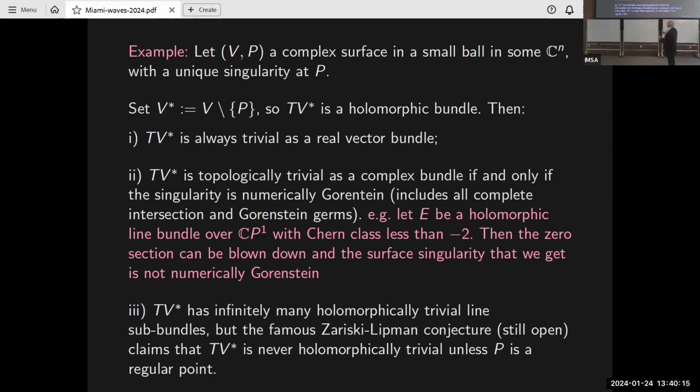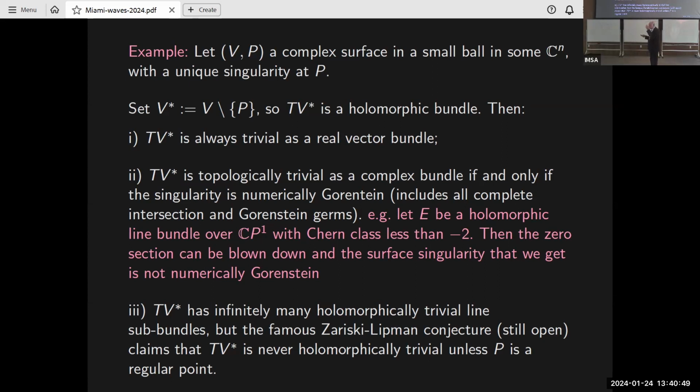That happens if the singularity is what is called numerically constant. All the singularities are numerically constant that we obtain as a complete intersection at a particular object. So, for example, coming back to this case, if this is the Riemann sphere, and we take a bundle with Chern class less than -2, what you get is never a numerical curve. Okay? So here there are sometimes yes, sometimes no.